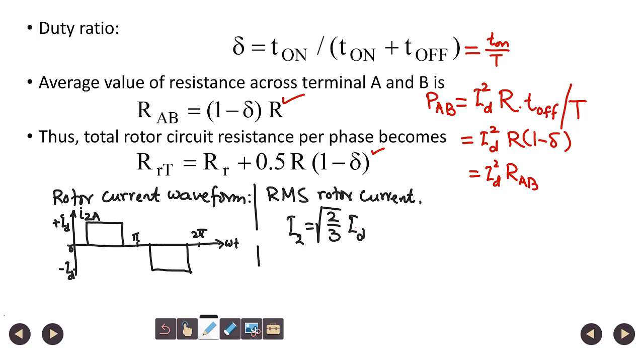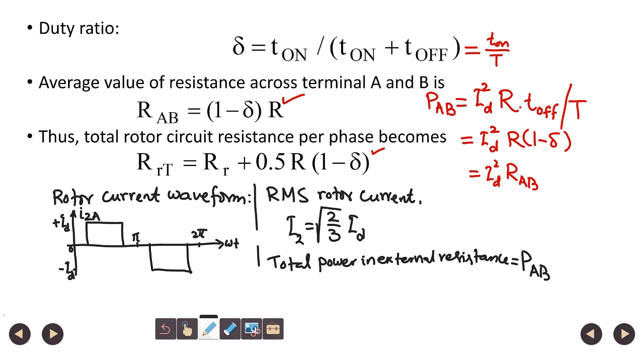Now, total power dissipation in external resistance equals to P_AB.